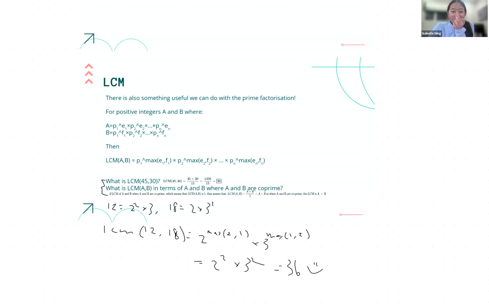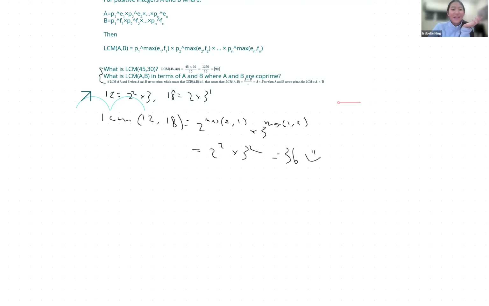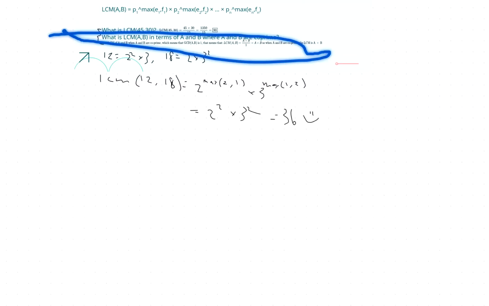So, let's do some useful stuff before we get into the Euclidean algorithm. Click Z on your keyboard and you get this.